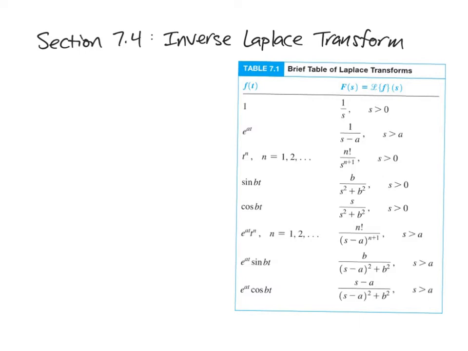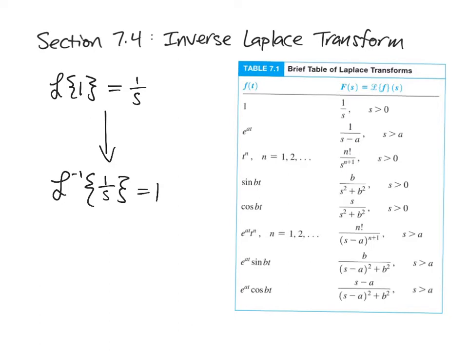Basically all we've got. So I've got my table of Laplace transforms, and the theory in the chapter tells us that the Laplace transform basically does exist for when it does exist. And so if I know that the Laplace transform of 1 is equal to 1 over s, then I can go the other way and say the inverse Laplace transform of 1 over s equals 1.